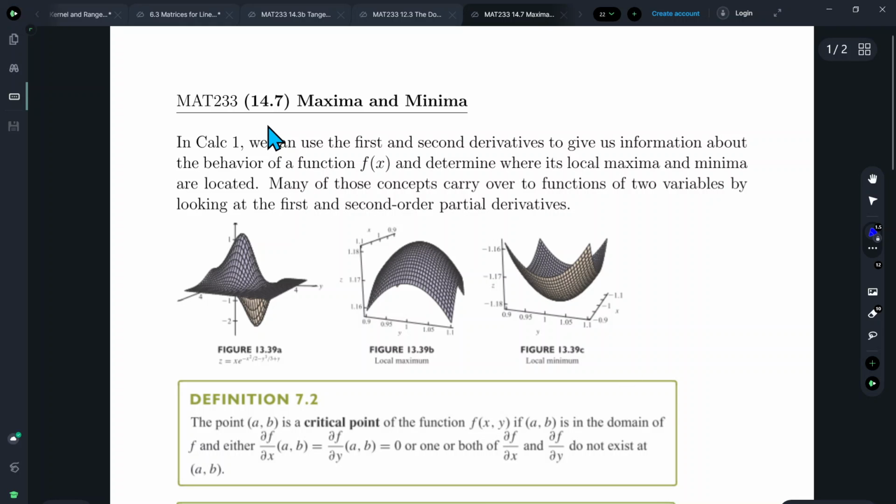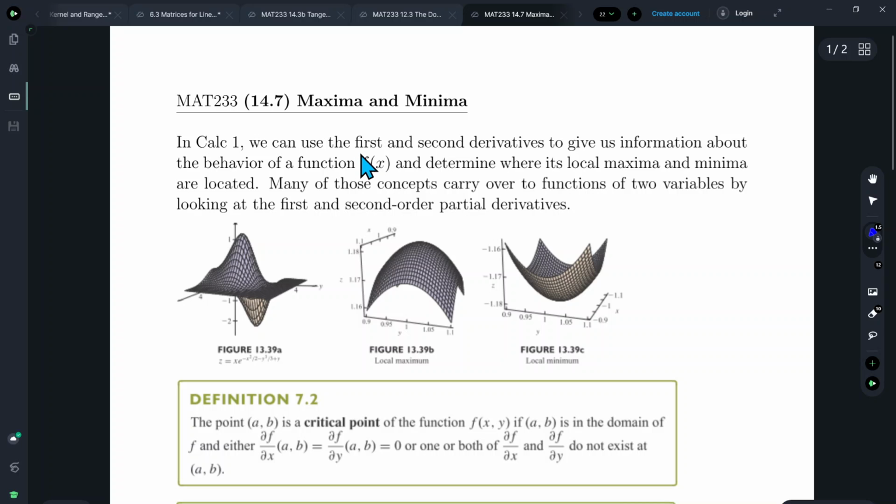In this video, we discuss local maxima and minima for functions of two variables. If you remember back in Calc 1, you can use the first and second derivative of a function to try to determine where its local maxima and minima are located. And essentially the procedure goes like this.